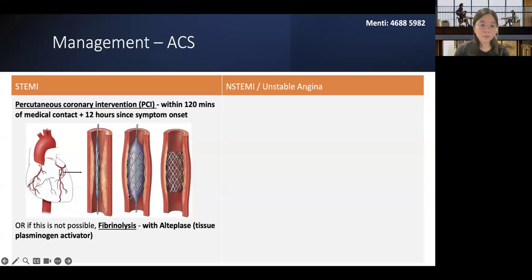So with an ACS, you need to remember this thing called PCI. It's basically the stent that you have probably heard about. You put a stent into the blood vessel to open it up again. And the other option, if you can't do a PCI within 2 hours, which is important for the more severe STEMI, would be fibrinolysis. So you would give them something called alteplase. So I'm just going to elaborate more about this PCI.